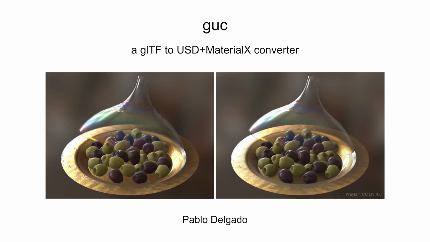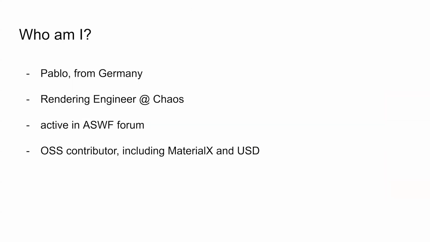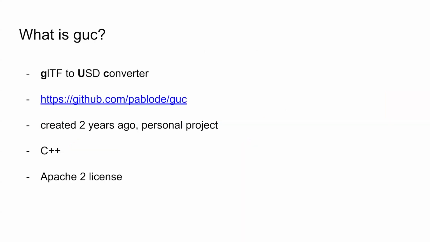First, a few words about me, since I'm the maintainer of this project. I'm Pablo, I'm from Germany, and I'm a rendering engineer at Chaos. I'm active in the Academy Software Foundation Slack, and I'm also a contributor to open source projects like MaterialX, Blender, and USD. And I created GUC. This stands for glTF to USD converter, and you can find it on GitHub. It was created 2 years ago.